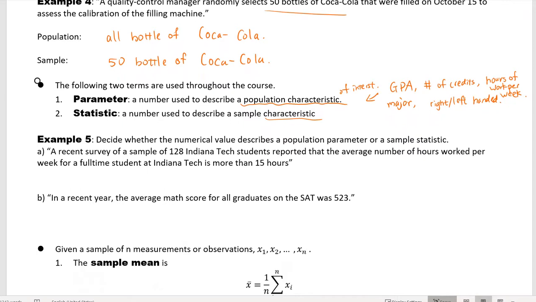Alright, let's look at example 5. Decide whether the numerical value describes a population parameter or a sample statistic. Part A. A recent survey of a sample of 128 Indiana Tech students reported that the average number of hours worked per week for full-time students at Indiana Tech is more than 15 hours. So what is this? Do you see the keywords? This is a sample, then this is a sample statistic. So we write down sample statistic.